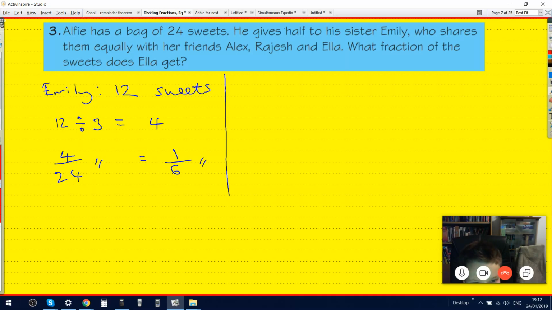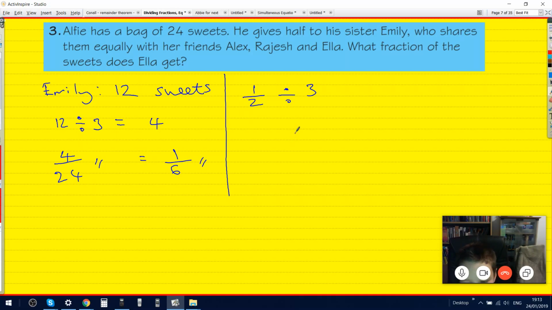We started off, she had 12. What fraction of 24 is 12? 1/2. Yeah. And she divided that amongst her 3 friends. How would you do that?